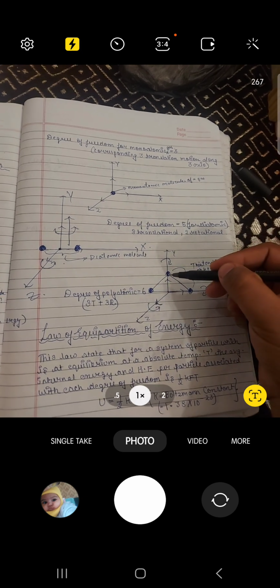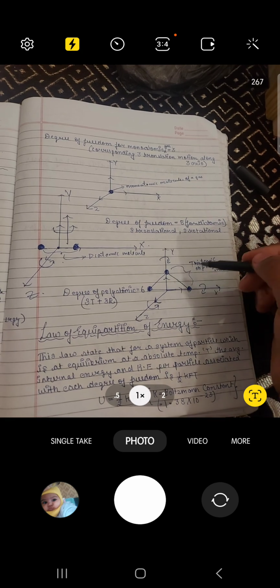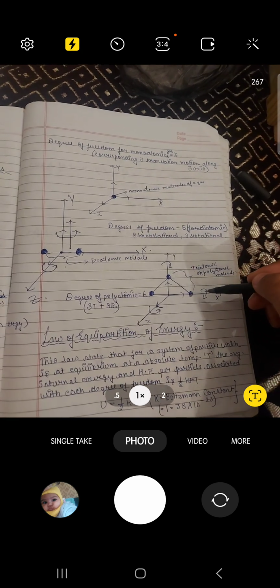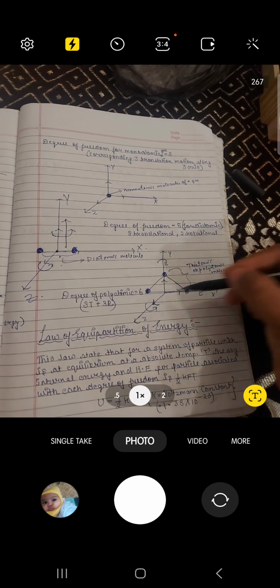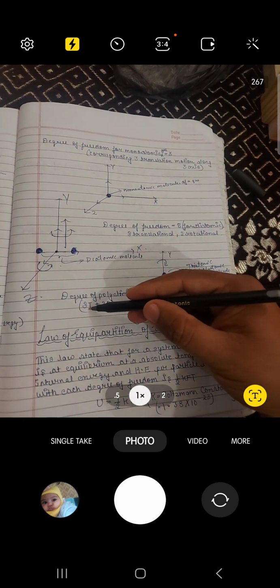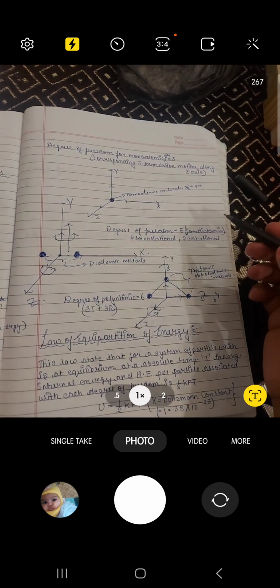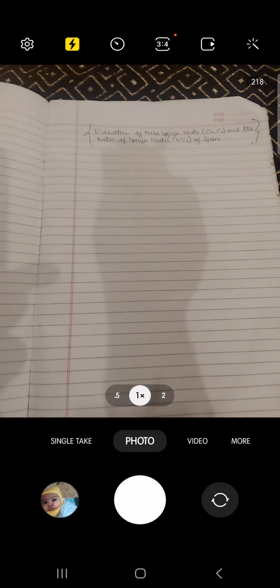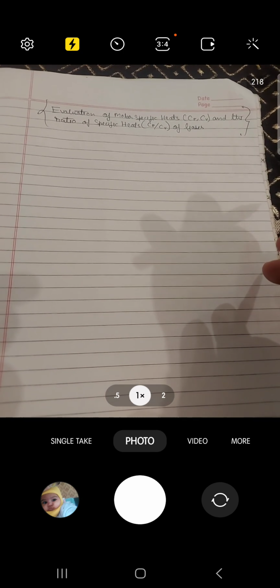Okay, so here this is the molecule arrangement that you can see, and this is the origin of the Cartesian coordinates. Here it can rotate about the 3 axes, as well as translate along the 3 axes. That's why it is written 3T plus 3R, that is 3 translational plus 3 rotational degrees of freedom. Now the very important thing we are going to discuss is the evaluation of molar specific heats, that is Cp and Cv, and the ratio of specific heats, that is Cp upon Cv, of gases.